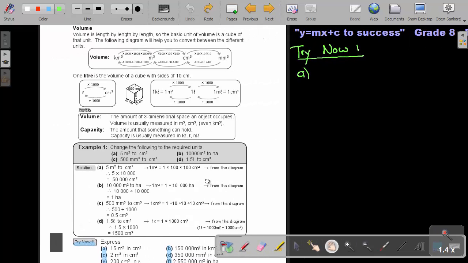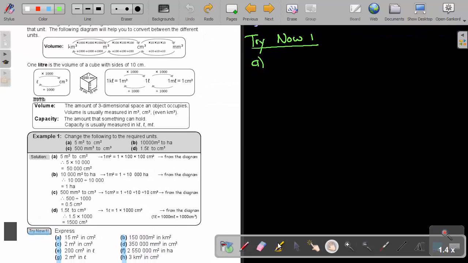So basically, let's just write it down. I forgot to write it down. I want it from meters squared and I want it in centimeters squared. So I will just take that 15 times 100 times 100. Or I can say times 10,000. It doesn't matter. And that will give me 150,000 centimeters squared.